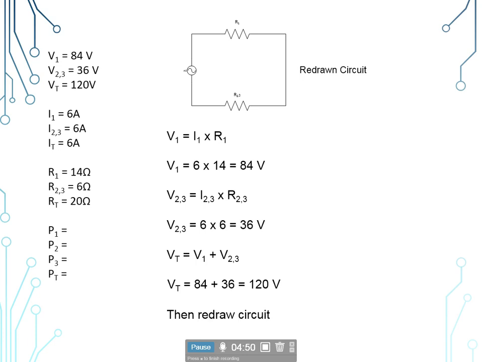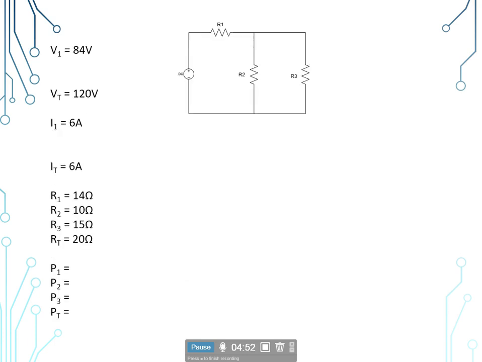Now we're going to redraw the circuit again, and we've redrawn it to the original circuit, and we're needing V sub 2, V sub 3, I sub 2, and I sub 3. Now, in a parallel circuit, voltage remains constant, so V sub 23 is equal to V sub 2, which is equal to V sub 3. So we can populate both of those with the 36.